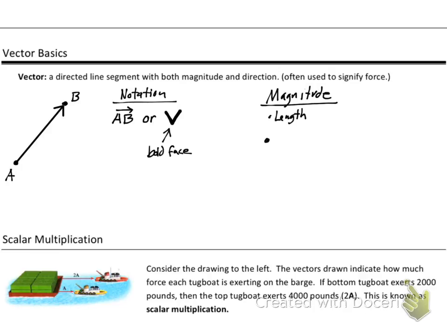The symbols we're going to use for magnitude, we can use an absolute value bar around the name of the vector. So it might be absolute value of vector v, or we can put the absolute value bars around AB. So both of those are going to stand for our magnitude. Note the absolute value signs. The absolute value signs are there for a reason. Our magnitude is always going to be positive.